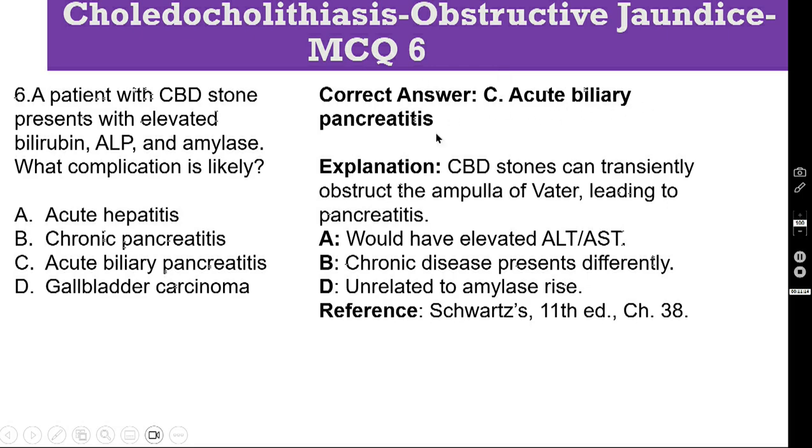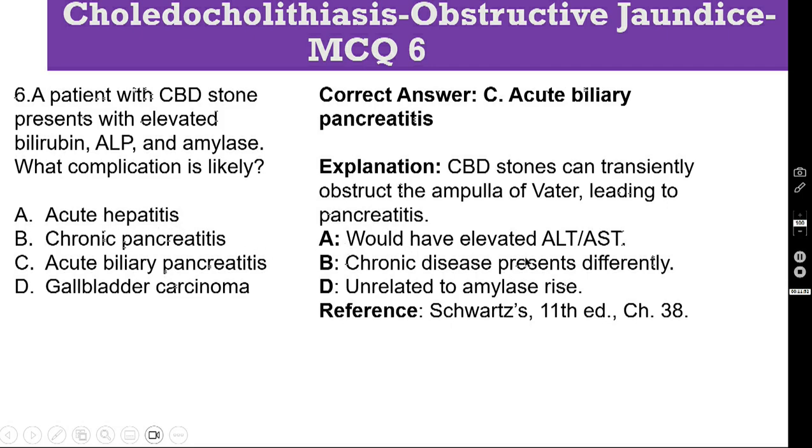Acute pancreatitis. Explanation: CBD stones can transiently obstruct the ampulla of Vater, leading to pancreatitis. Because of this block, the bile won't flow into the duodenum. Instead, the stagnant bile will get refluxed back into the pancreatic duct, and this will excite the pancreas, and the pancreas will go for acute pancreatitis because of the reflux of the bile back into the pancreatic duct. That is the cause.